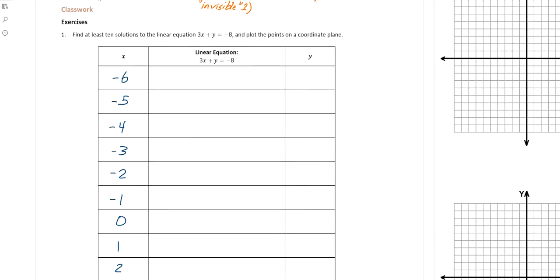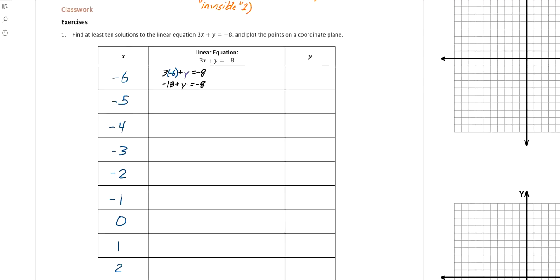In our linear equation, here is what is going to happen. We're going to keep the 3. Instead of the x, we're going to put in -6 in parentheses, plus our y equals -8. So let's figure out what happens when x is -6. Well, 3 times -6 gives us -18. So we have to figure out what number y has to be so that -18 plus that number equals -8.